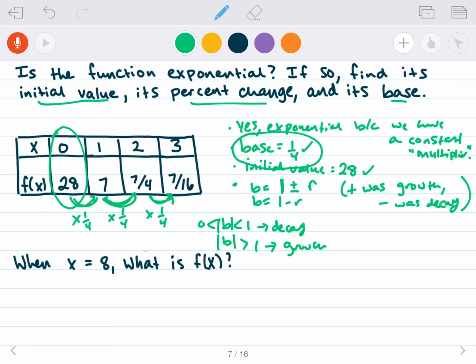So that tells me that since my b is 1 over 4, you can look at it a couple different ways. b is 1 over 4. That equals 1 minus some number r. You can solve this equation if you want.